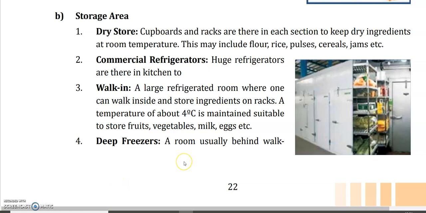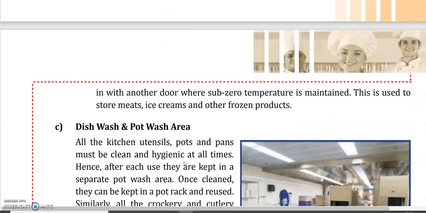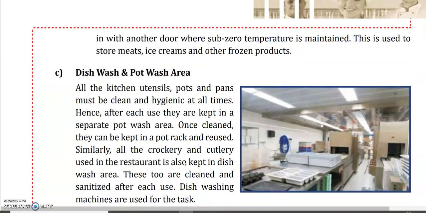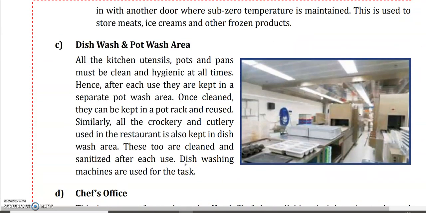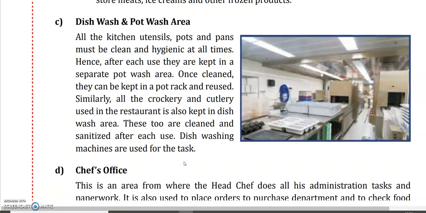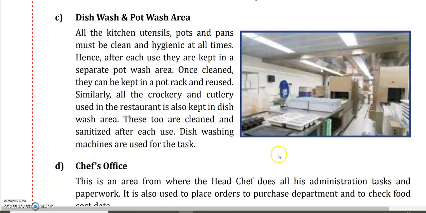And then the walk-in and the deep freezers, normally we are using them to freeze our food items. For example, butter, ice cream, we have to keep these things frozen. Now the third section is the dishwash and pot wash area. Dekhe, obviously if we are cooking food, we have to wash in a separate area.